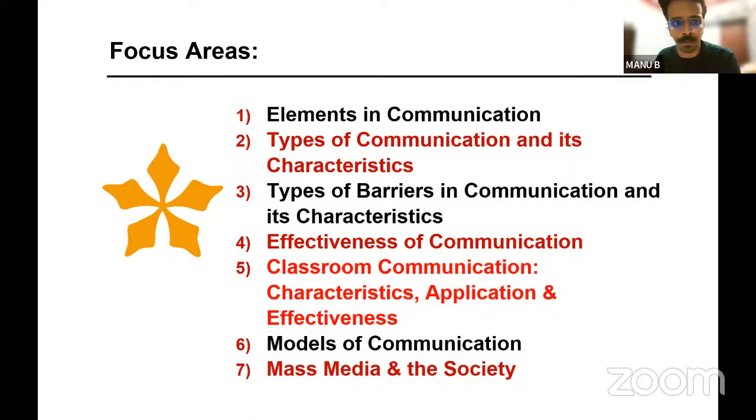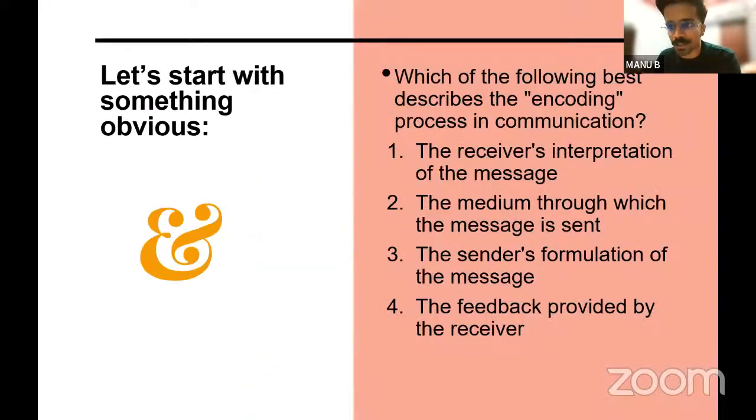Coming to elements of communication, we have some very simple questions. If you have any idea about this question, can you please respond in any of the chat boxes? It's a very simple question. Which of the following best describes the encoding process in communication? You have four options here: the receiver's interpretation of the message, the medium through which the message is sent, the sender's formulation of the message, or feedback provided by the receiver. Which will be the most probable answer? Please drop it in the chat box.